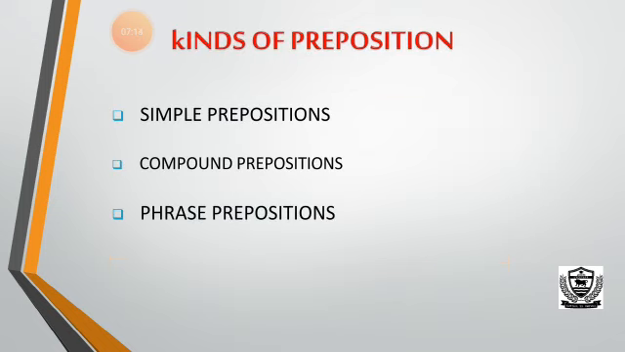Kinds of preposition. So what are the kinds of preposition? There are basically three kinds of prepositions. The first one is simple preposition, the second one is compound preposition, and the third one is phrase preposition.